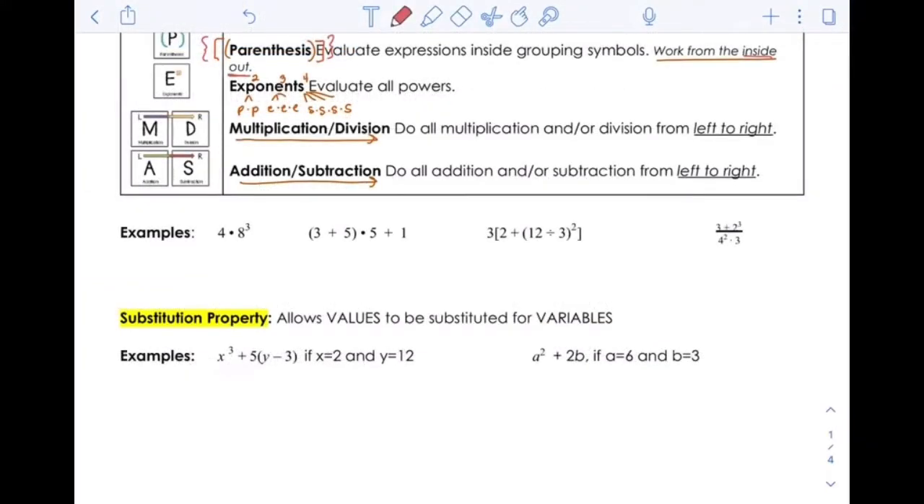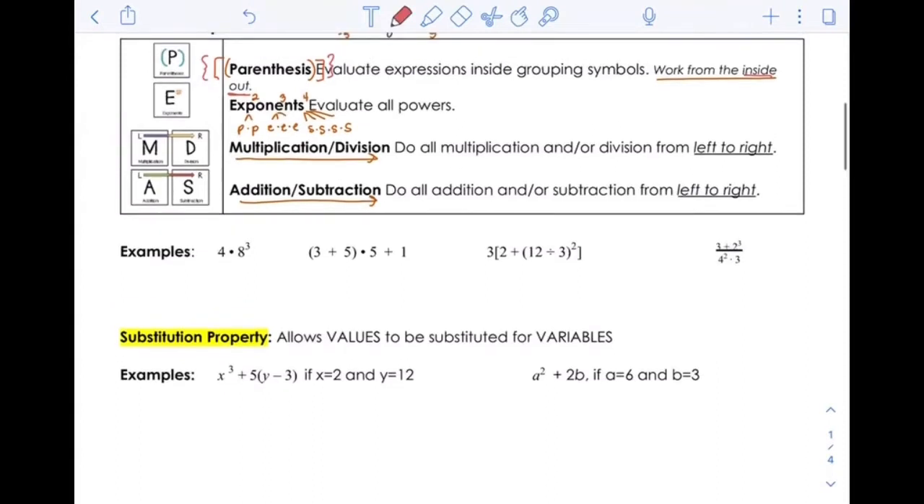Let's practice a few more examples together. So looking at this first one, and I'm going to practice reading this, 4 times 8 to the 3rd power. Or we could say 8 cubed, to the 3rd power has a special name called cubed. So 4 times 8 cubed. Once again, I'm going to refer back to PEMDAS. There are no parentheses.